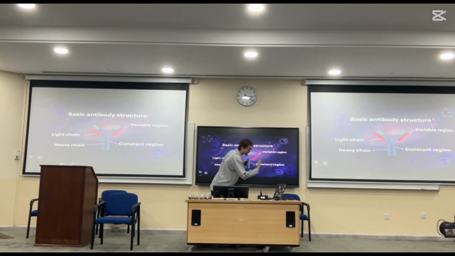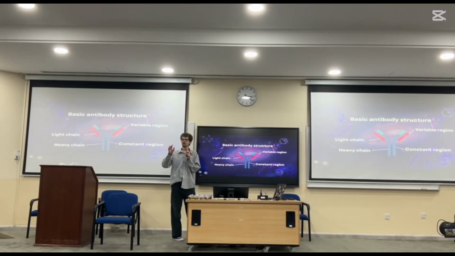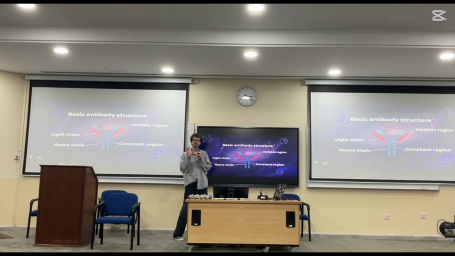Now, let's go to the basic antibody structure. This is really important because it's just really important to understand the distinction between all of them. So let's start with the antibody structure. How many polypeptides are in an antibody? 4, exactly. You have 4 polypeptides in an antibody. You have how many light chains? How many heavy chains? Exactly. And the light chains and heavy chains are bound to each other by?